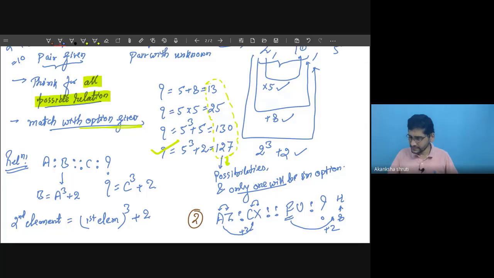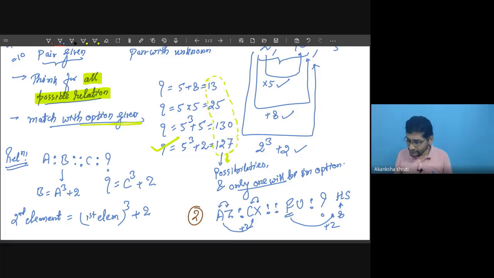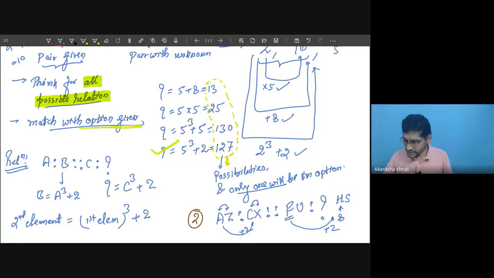And just their opposite: what is the opposite of H? H with S. So we have to keep this in mind. Whatever concepts of number series, alphabetic series, and alphanumeric series we learned in series are all applicable here. So this unknown will be HS. That will be given in the options. If not given, then you still have to search for the other relation.